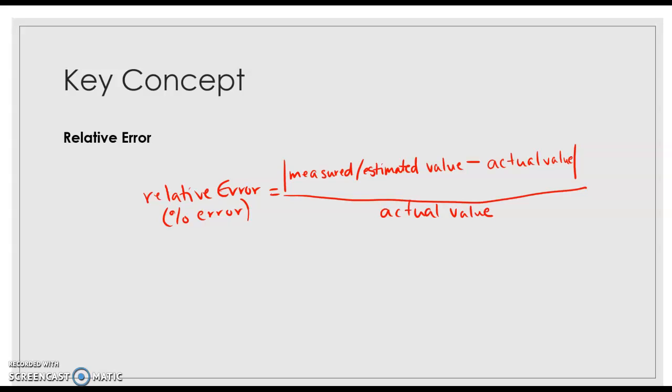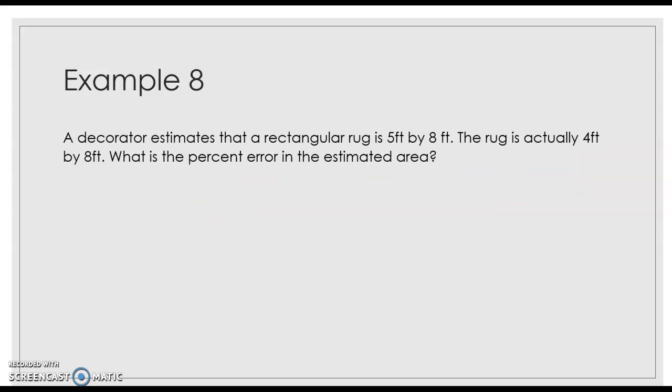So relative error, we're finding like what we measured or estimated, and we're going to subtract the actual value and then divide by that actual value, and then that gives us our percent of error. So what does that look like?